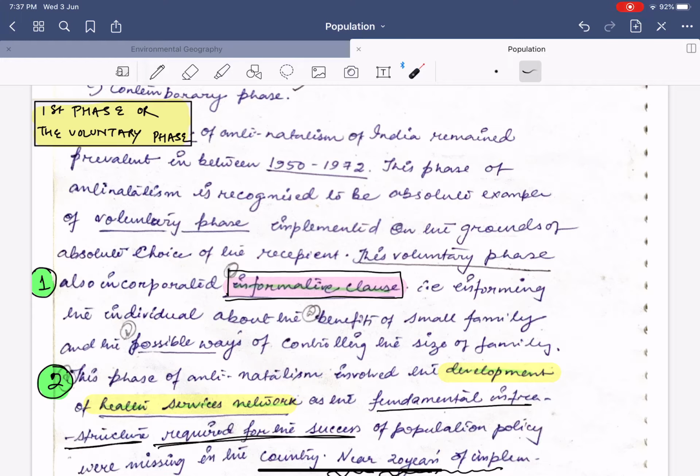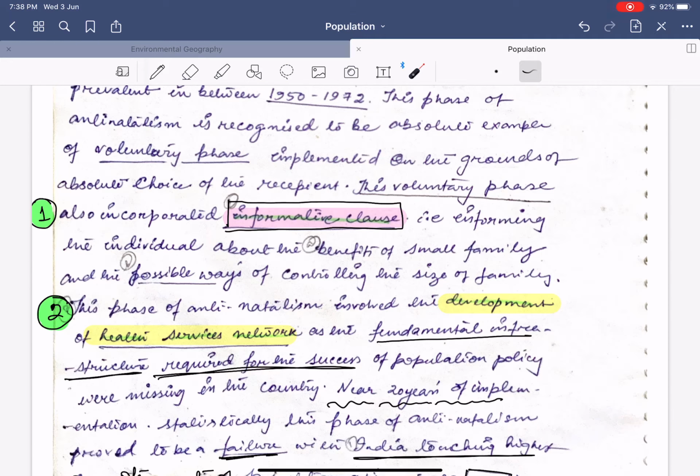Now, the first phase, the voluntary phase of the Indian antinatalism, remained prevalent between 1950 and 1972. So this is the time period within which this policy remained prevalent. This phase of antinatalism is recognized to be an absolute example of the voluntary phase, implemented on the ground of absolute choice of the recipient. What is the absolute choice? It means the people had the choice whether they want to have this policy or not, whether they want to implement this or not.